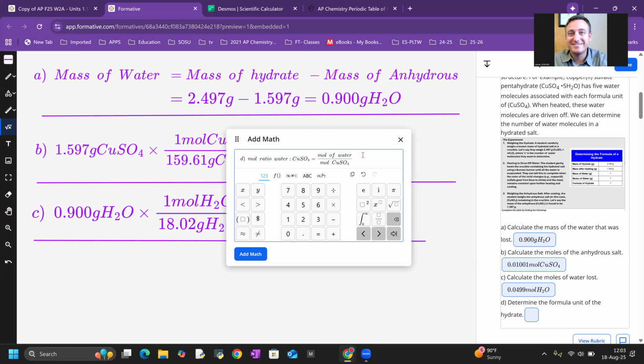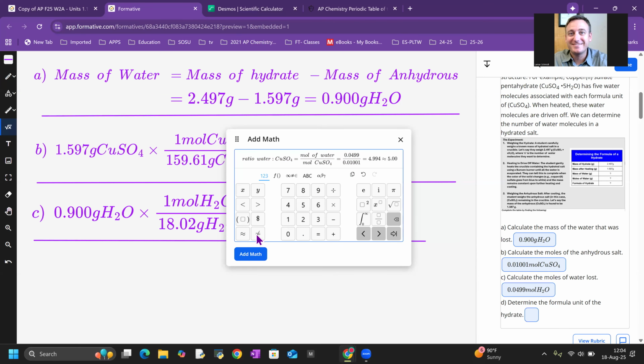Okay, and now all we have to do is plug these values in. The moles of water is 0.0499, and then we have the moles of copper sulfate. It's not really important to have units here because they're going to cancel anyway. 0.01001. And we end up with something like 4.994, which, if we round it, is approximately 5.00.